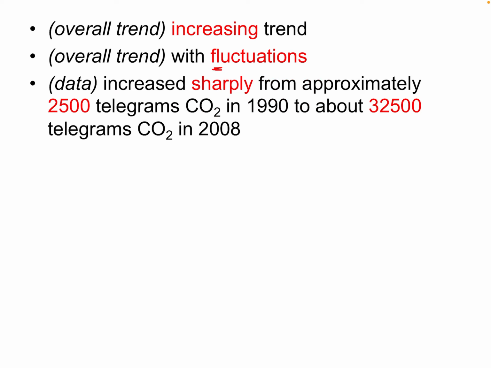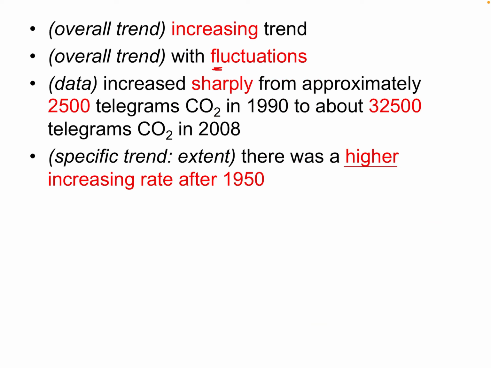So we found that the data increased sharply in the 1990s, approximately from 2,500 teragrams to 32,500 teragrams. So it increased like 10 times, or more than 10 times, of the CO2. So there was a higher increasing rate after 1950. So the CO2 increased in a much faster way, as we mentioned.